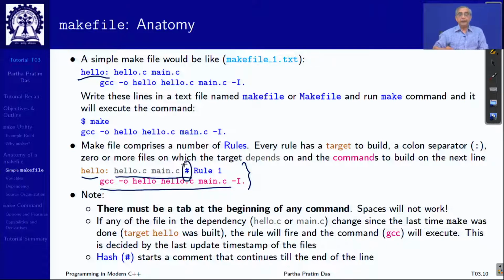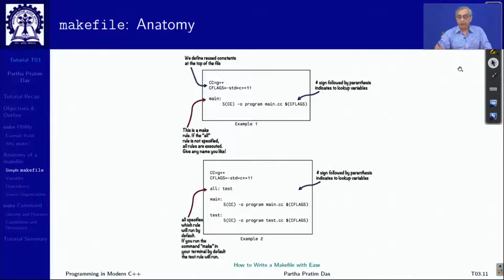Hash in a makefile means a comment from that point till the end of the line. Right. So, there has to be a tab, which we have already seen, and hash is for the comment. These details are noted here. Right. So, that is the basic structure of a makefile. We call it the anatomy of the makefile.